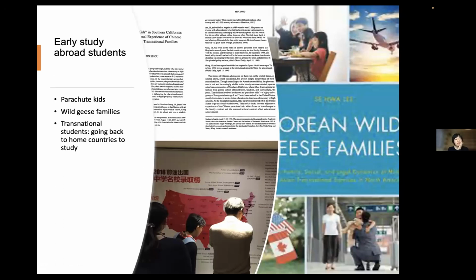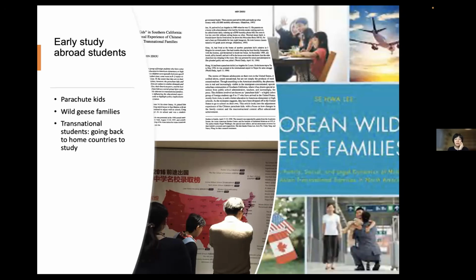I think Professor Brenda Yeoh in Singapore also studied this phenomenon, wild geese families, and Singapore saw a lot of them. The other phenomenon that involves children, which some of you know and some of you might not know, is transnational children. Many children will go back to their home countries to study.